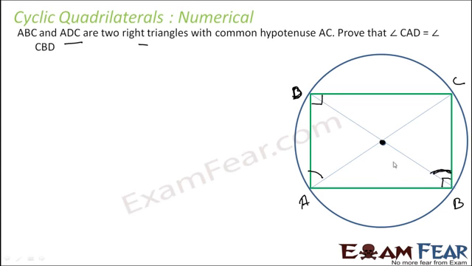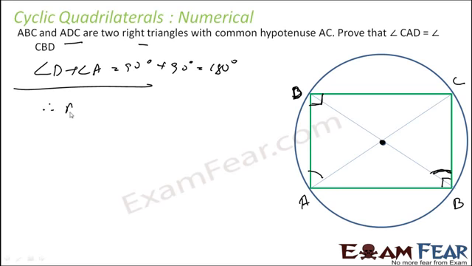Now just by looking you can say that these two angles are equal. See, it is not given it is a part of circle, but it is given that this angle is 90 and this angle is 90, right? So angle D plus angle A is what? 90 plus 90, that is 180. That means ABCD is cyclic. If ABCD is cyclic, they are lying in a circle.